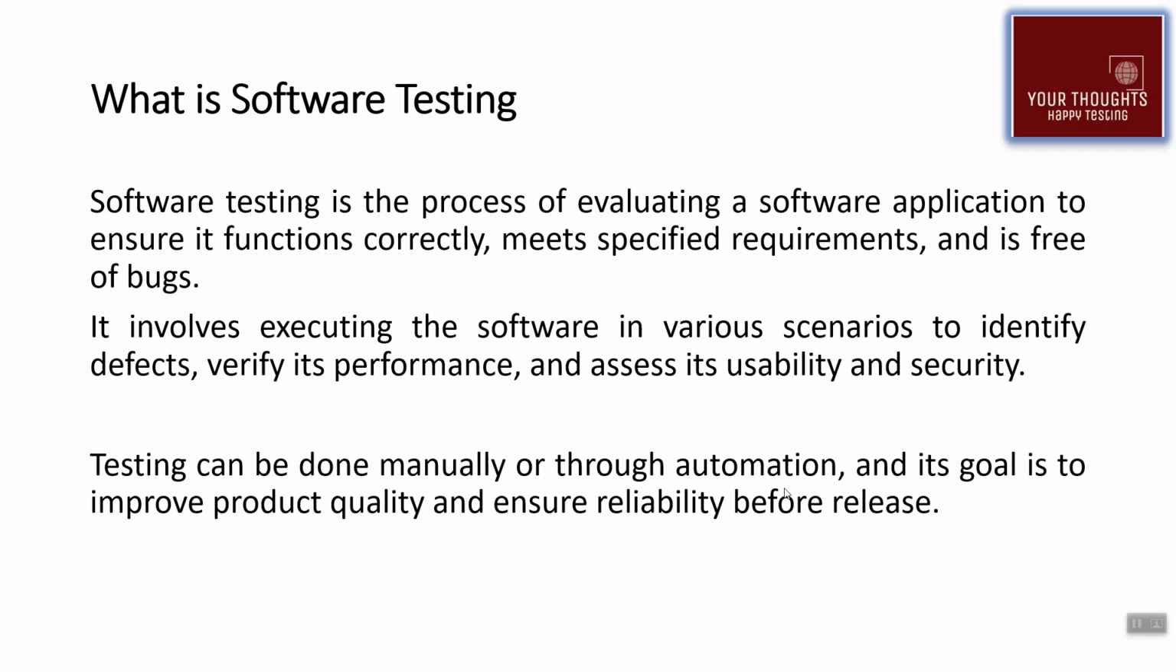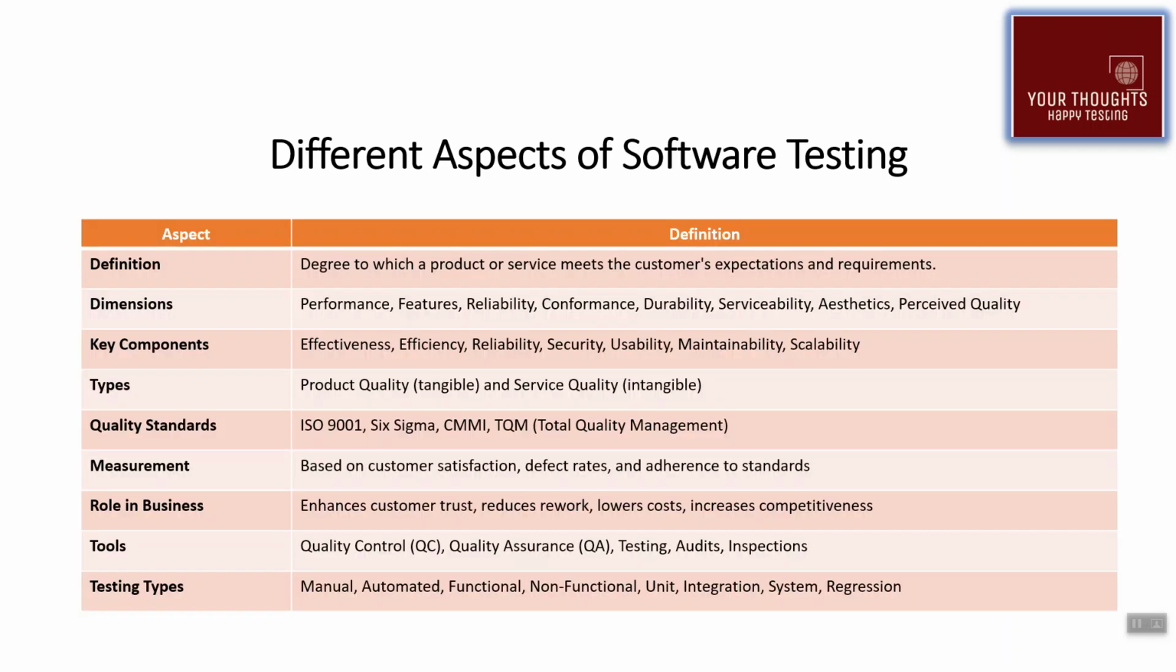Now, going forward, we are going to discuss what aspects are important when we are talking about software testing. As we discussed on the previous slide, the definition of software testing is purely based on customer satisfaction and requirement correctness. If you are achieving both these things, you can easily say that your product is a quality product.